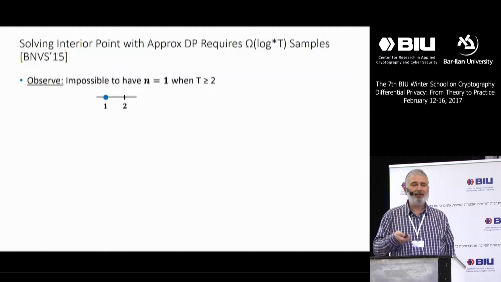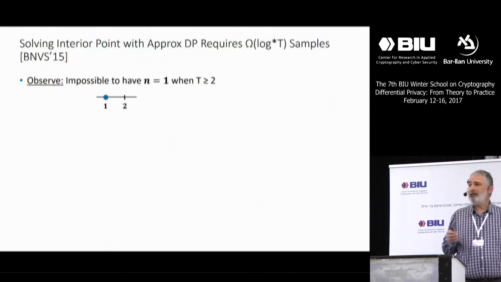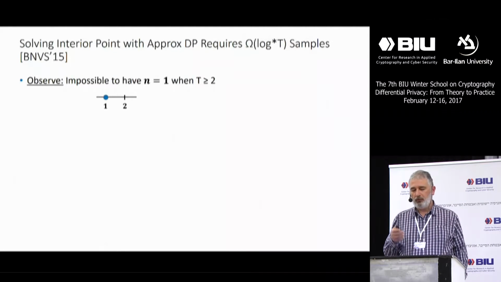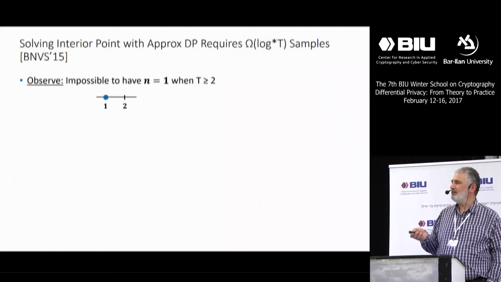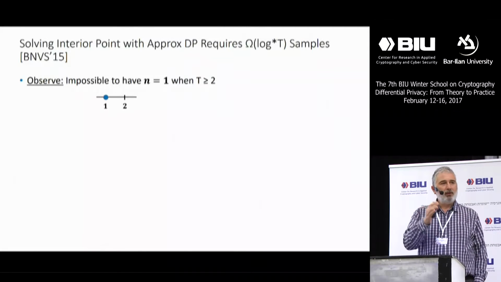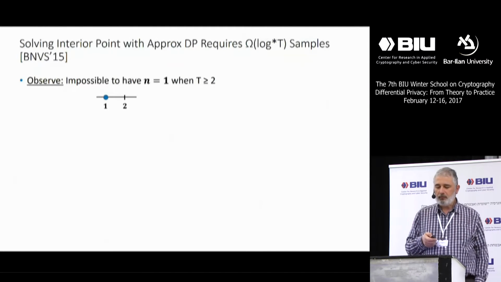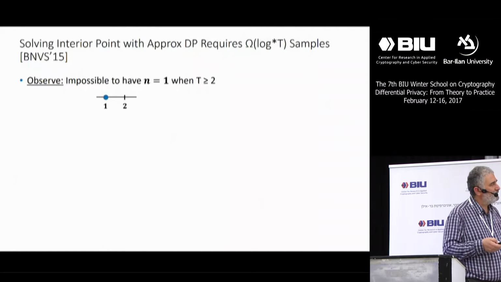Okay, so let me begin with the basis case. Let's assume that the domain size is just 2, okay? 2 or more, but 2 will suffice. And I want to claim that you cannot answer this if you just have one sample. Again, without privacy, it's trivial. You just copy your input to the output, and you're done in this case. And this is the reason. This is because of differential privacy.